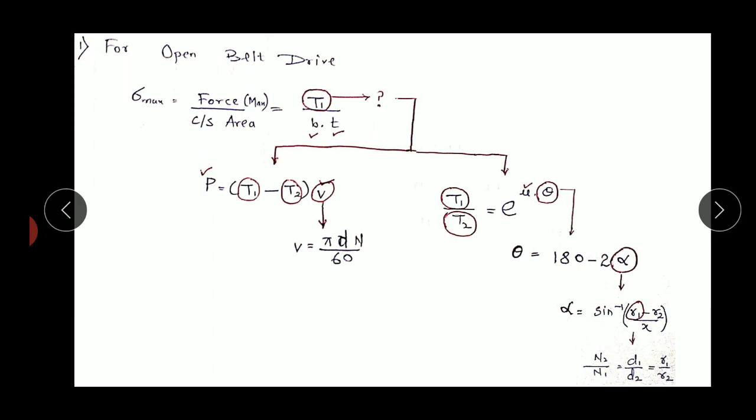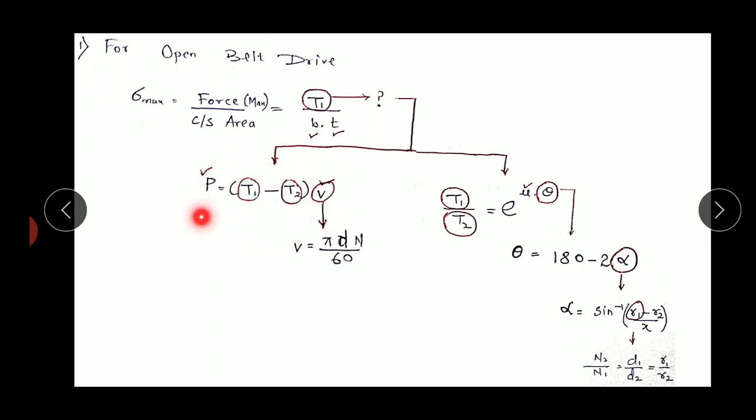So in this way we have to proceed. First we have to find r1 by using this equation. Then we need to find alpha using this equation. Once we find alpha, you need to put alpha in this equation, theta is equal to 180 minus 2 alpha. So once you find alpha, you will get theta, and you have to put theta in this equation. So you will get the ratio of T1 upon T2, and you will get a constant over here. So you will find T1 in terms of T2.